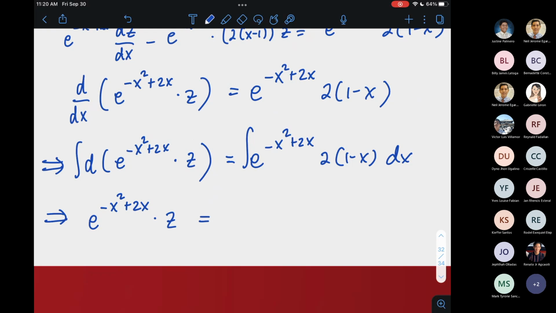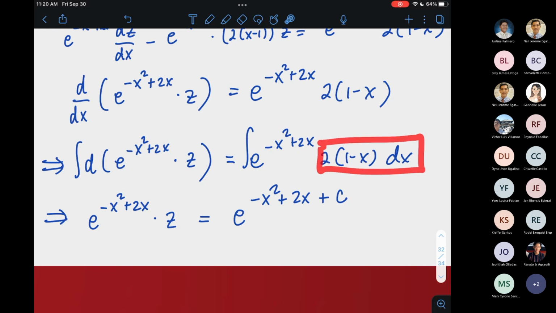Sa kanan, medyo magle-let you ka pa dyan. Pero double check, ginawa ko na to kagabi. Ang sagot ko ay e to the minus x squared plus 2x plus c. Okay. Kasi pag nag-let you ka rito to be this guy, ang du ay exactly this. So ito ay magiging du, e to the u lamang, so it would be e to the u plus c pala sa baba.